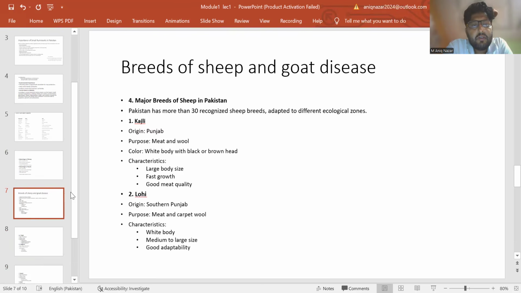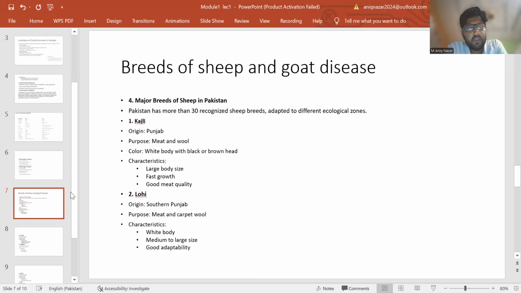Then there is the topic of sheep and goat breeds, and it is the last topic of today's lecture. As we can see, there are many different breeds of sheep. Almost 30 types of breeds are present within just Pakistan in different areas like Balochistan and KPK, and we will start from Kajli. Then we will discuss seven more breeds which are famous within Pakistan.